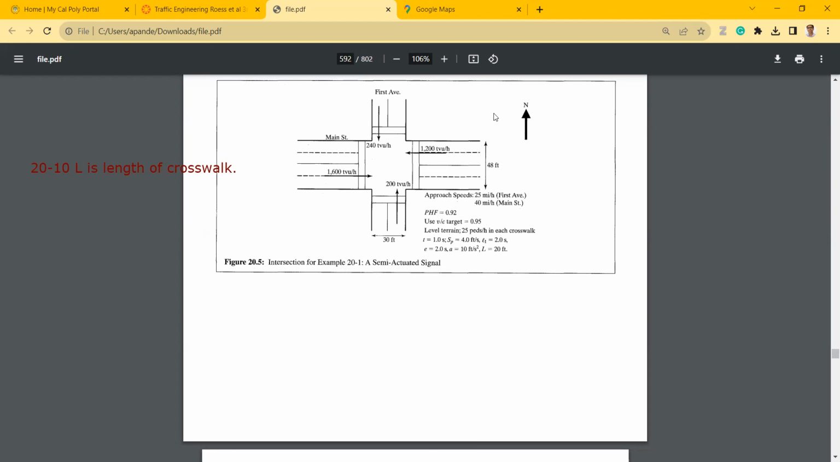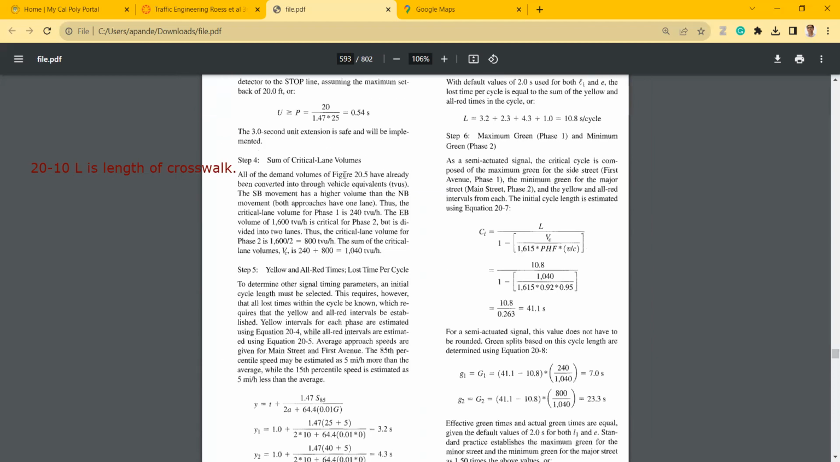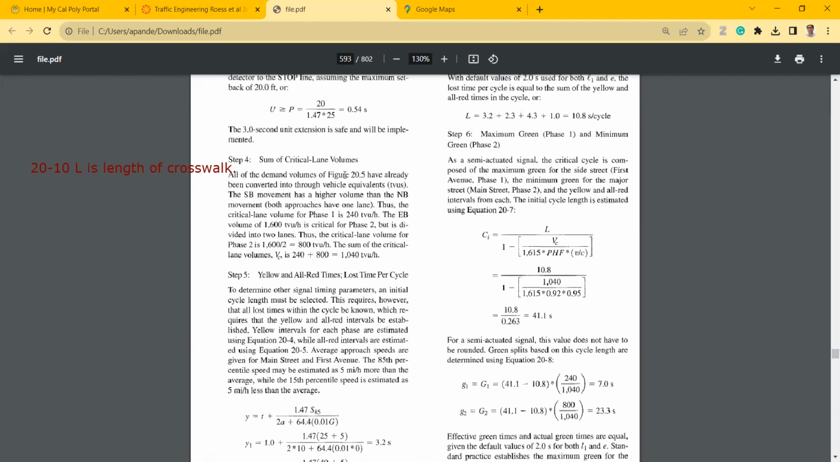And the other thing that you have to think about is that the 600 TVUs is a mix of left and through, right? You couldn't combine them if you had a protected left turn phase, for example, because then that will be a separate phase, and you'll have to devote critical volume to that phase. So just be careful here. If there is a third phase for the left turn that's exclusive, then that has to be accounted for somehow. This is an important thing.